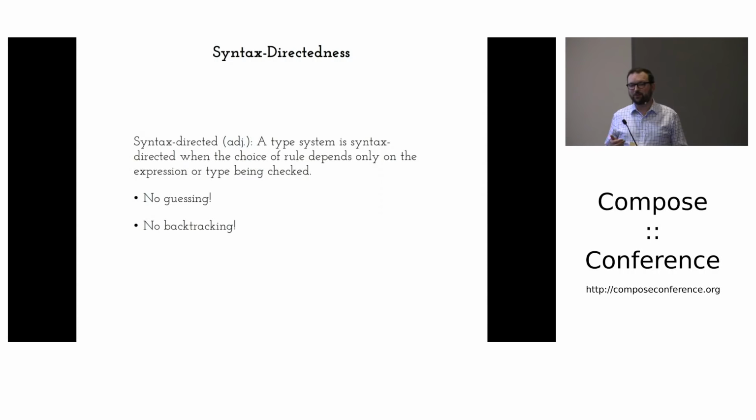Like, you're not having to sort of enumerate all of the types and try them out, which is sort of, I guess, the Prolog implementation of type checker's approach. And also, you're not backtracking. Like, it's not like, oh, well, I tried subsumption a few times and it didn't work, so now I'm going to try this other rule. A syntax-directed system is one where you can really read it directly as an algorithm, which is quite nice.